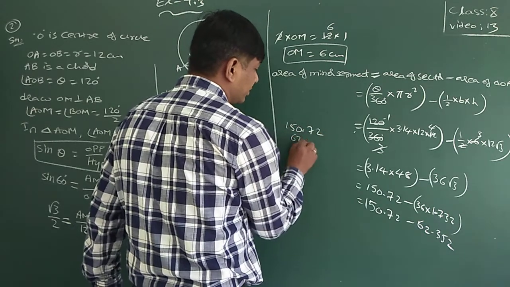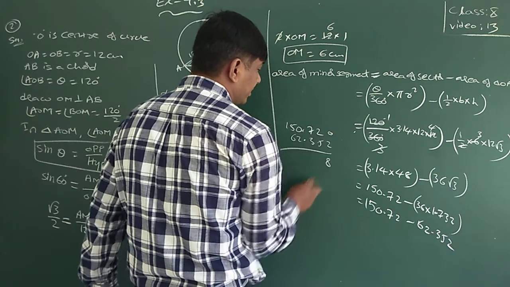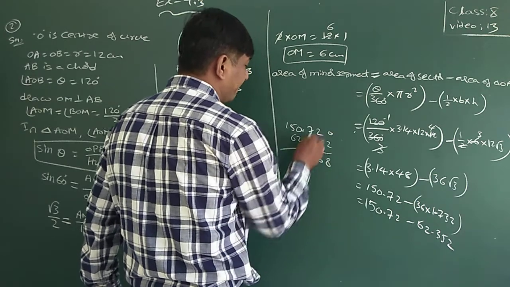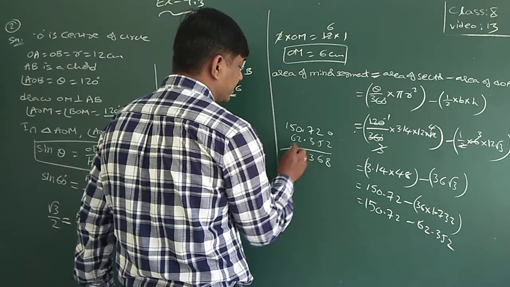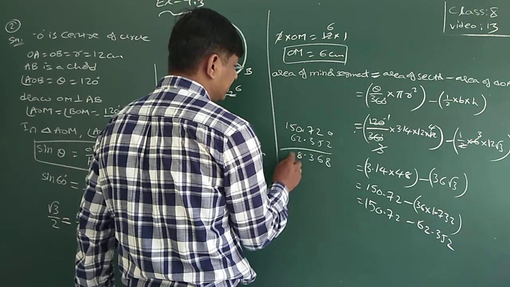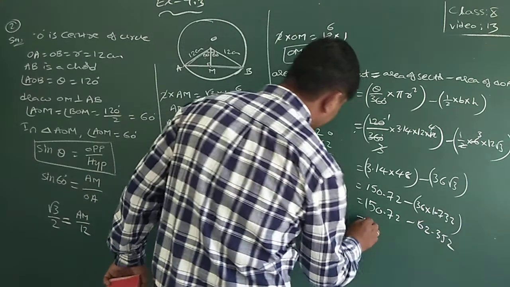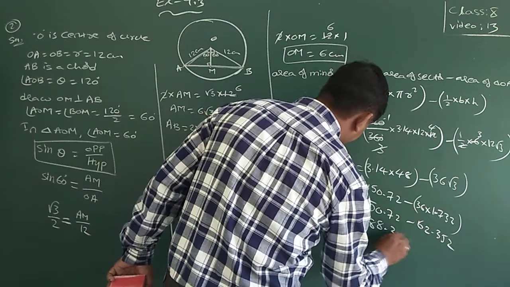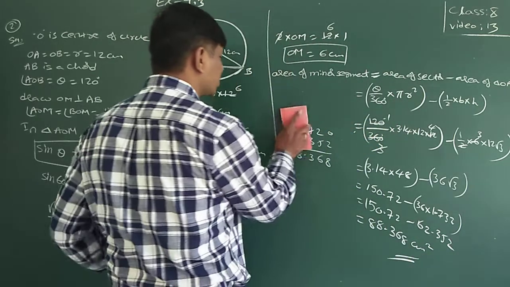150.72 minus 62.352. 10 minus 2 is 8, 11 minus 5 is 6, 6 minus 3 is 3, 10 minus 2 is 8, 14 minus 6 is 8. That is equal to 88.368 centimeters square. Area is in square units only.